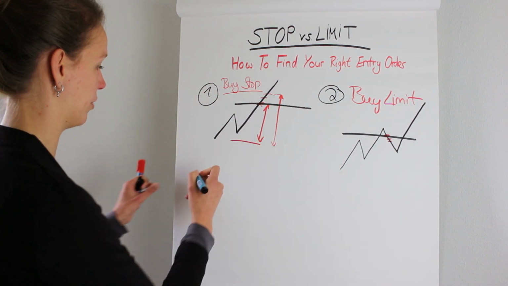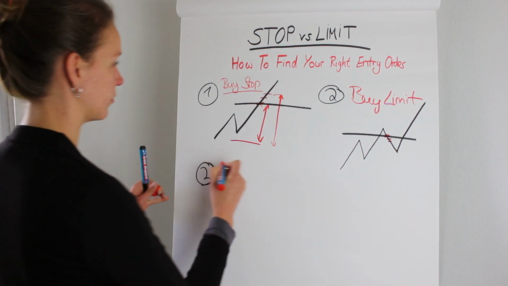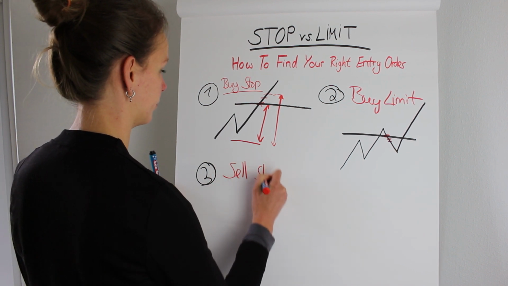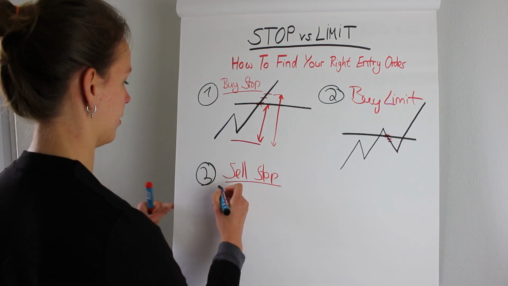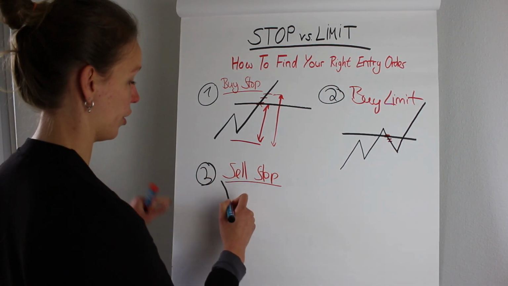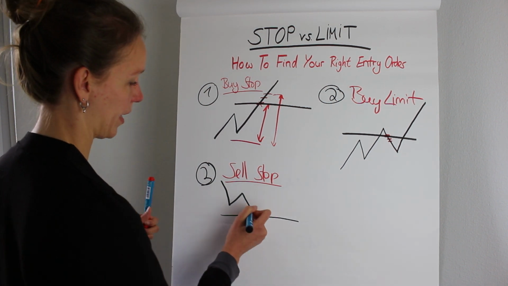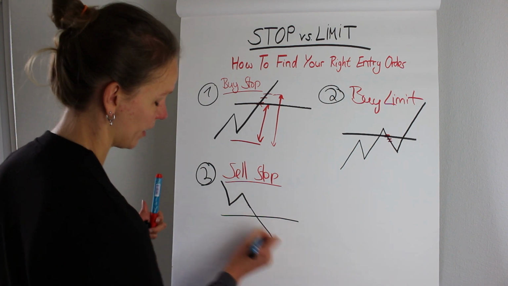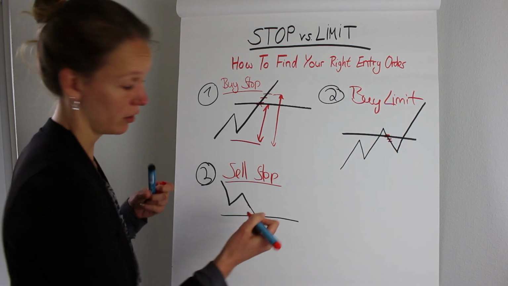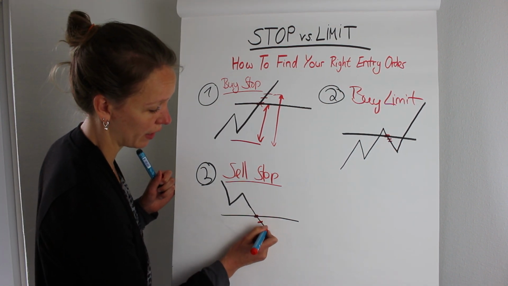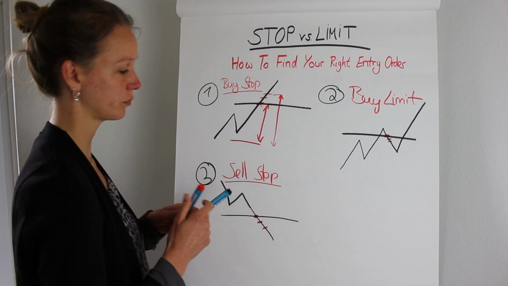And of course, the other way around, we have our sell stop. In this case, we're in a downward movement and we want to go short. If we want to enter the market here, as soon as the market hits this area, we get into the market, but depending on the spread, we may enter the market down here as well. Or not here, but here.